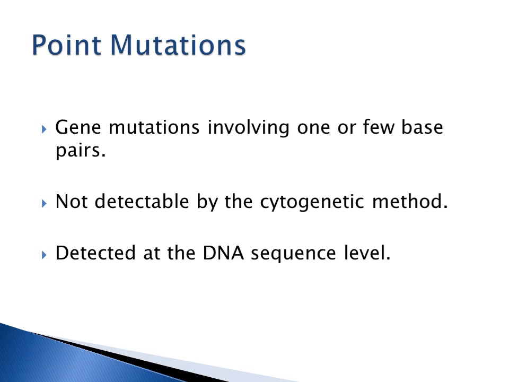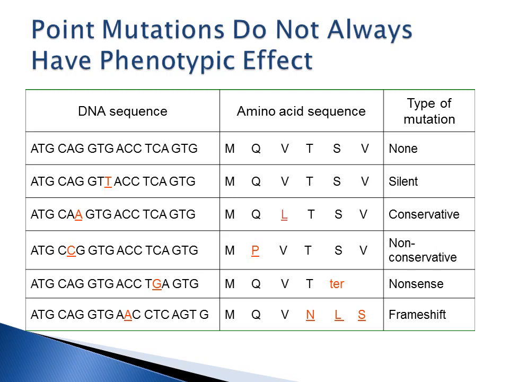So we already talked about point mutations, where you have mutations that involve one or very few base pairs. Usually these are not detectable by the cytogenetic method, so that's why you have to look at the gene methods. These point mutations are only detectable at the DNA sequence level. Remember that point mutations don't always have an effect on the phenotype, and there are many different point mutations. We've already talked about all of these, where you have silent mutations, nonsense mutations, frame shift mutations, etc.